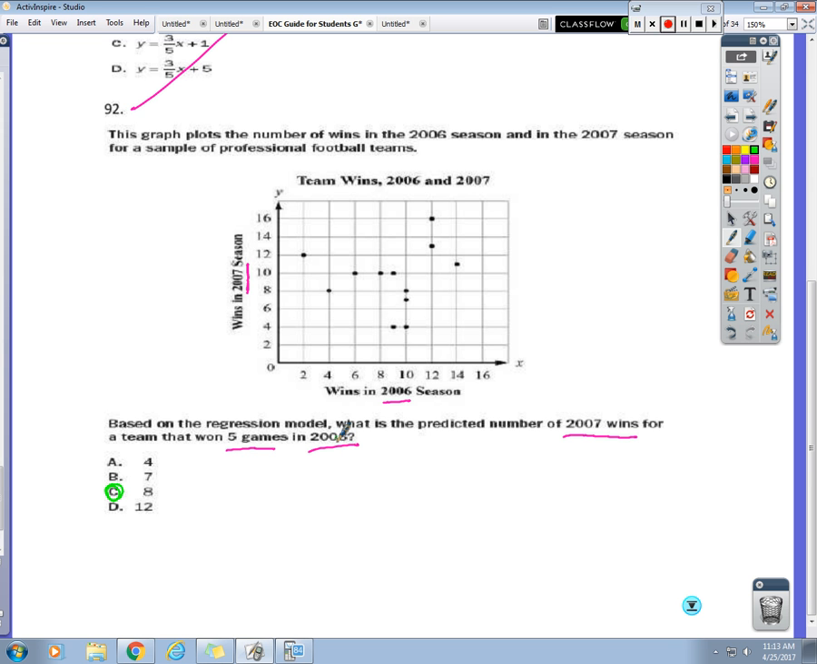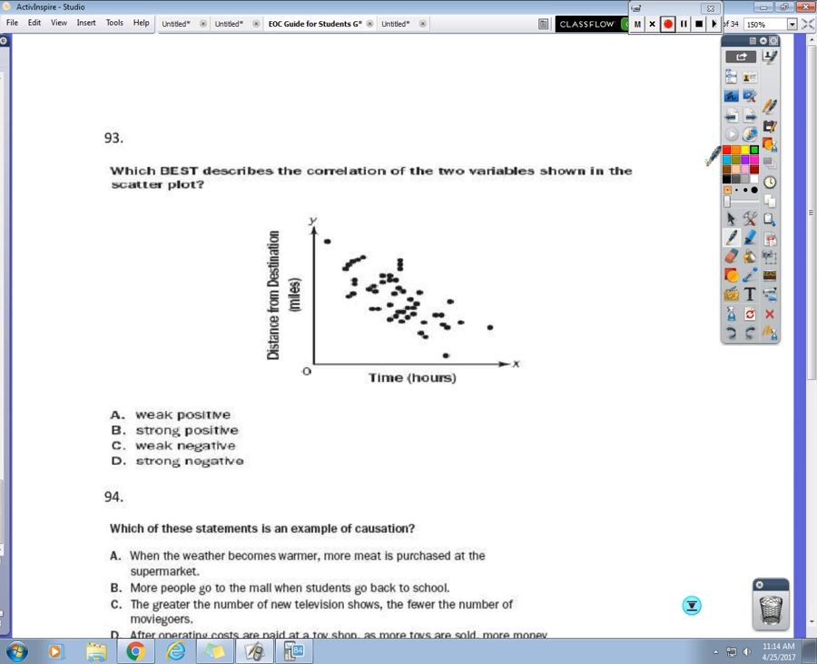If we go to 2006, which is the x-axis, and we go over to 5 games won, which would be right here, and then you go up, the closest things to that are these 2 points, correct? Which are 8 and 10 on the y-axis. Well, I don't see a 10, so you go with 8. Alright, next page, and last page.